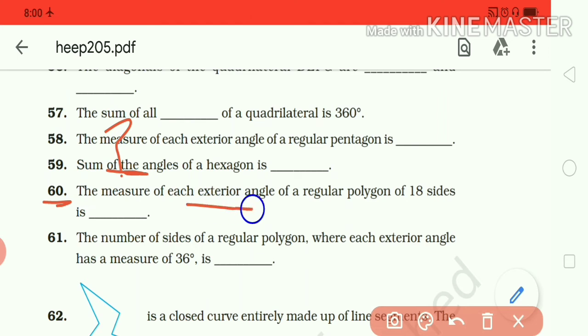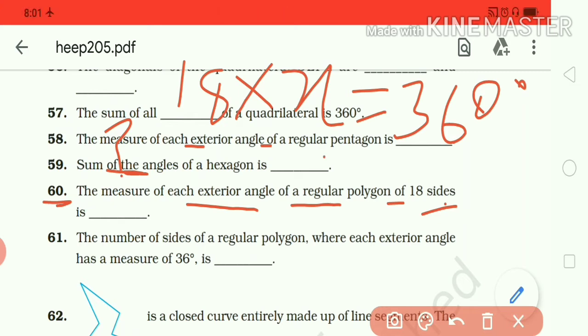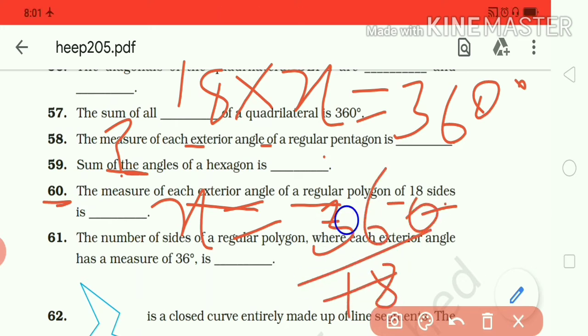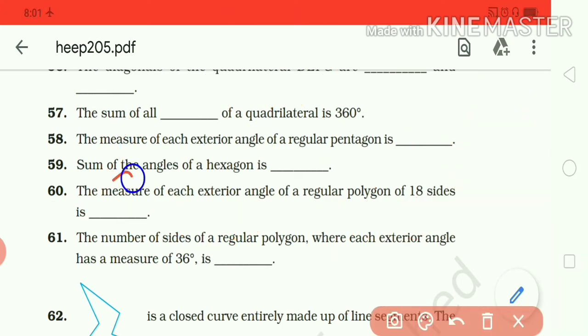The measure of each exterior angle of the regular polygon of 18 sides is? Okay, if we have 18 sides and I'm taking the measure of the exterior angle as x, then this is a formula, students: the number of sides multiplied by each exterior angle equals 360 degrees. Now x is equal to 360 by 18. Cut it. It goes 2 and 0 forward. So it will be 20 degrees. So 20 degrees is the exterior angle.